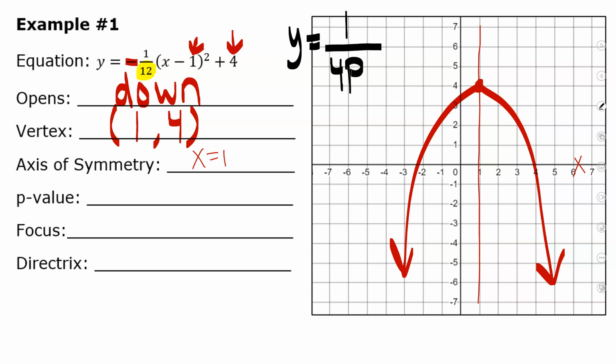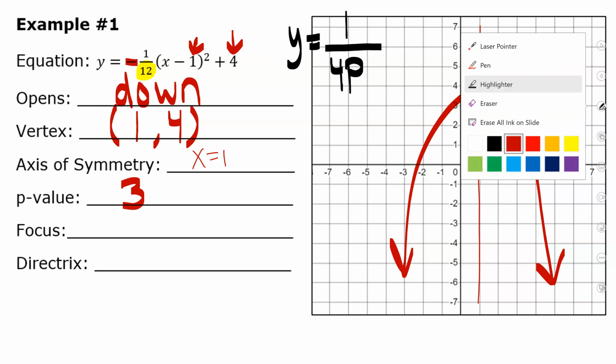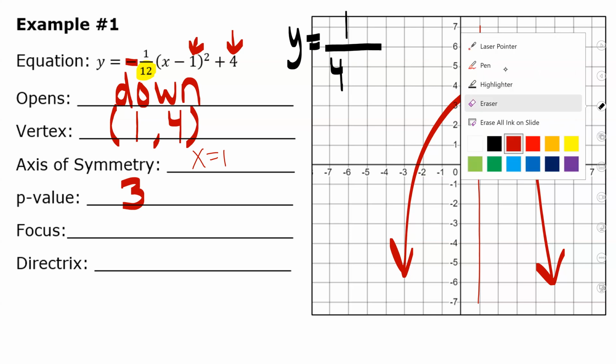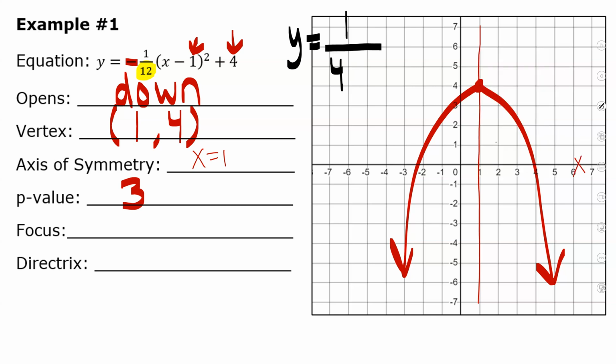So guys, if there's a 12 right here, what was my p value? 3, because 4 times 3 would give me that 12. So that means my p value is 3. Everyone put 3 for the p value. So I can rewrite this denominator as 4 times 3, which will give me 12. So my p value is 3.